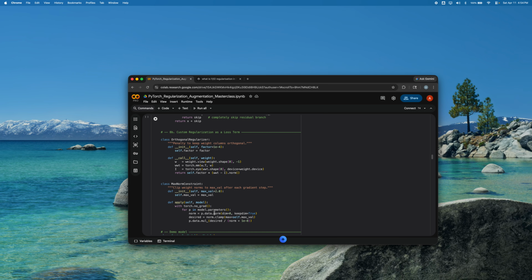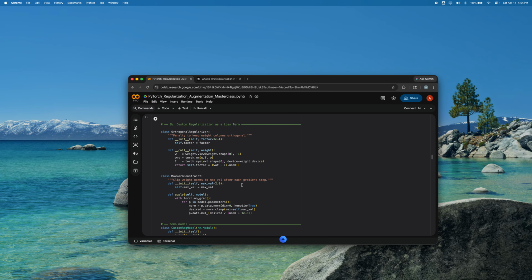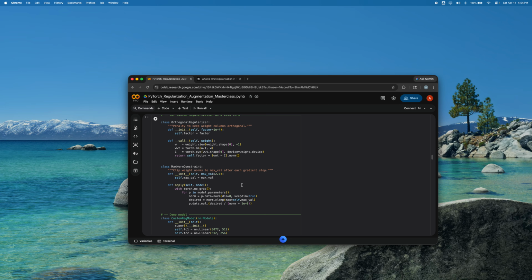Then we have orthogonal regularization, which adds a penalty that encourages a layer's weight matrix to stay orthogonal. Orthogonal matrices are good because they don't distort the scale of activations. Then we have max norm constraint. After each gradient update, it clips the weight norms so that no single neuron's weights can grow too large. It is applied as a post-processing step after the optimizer.step function.